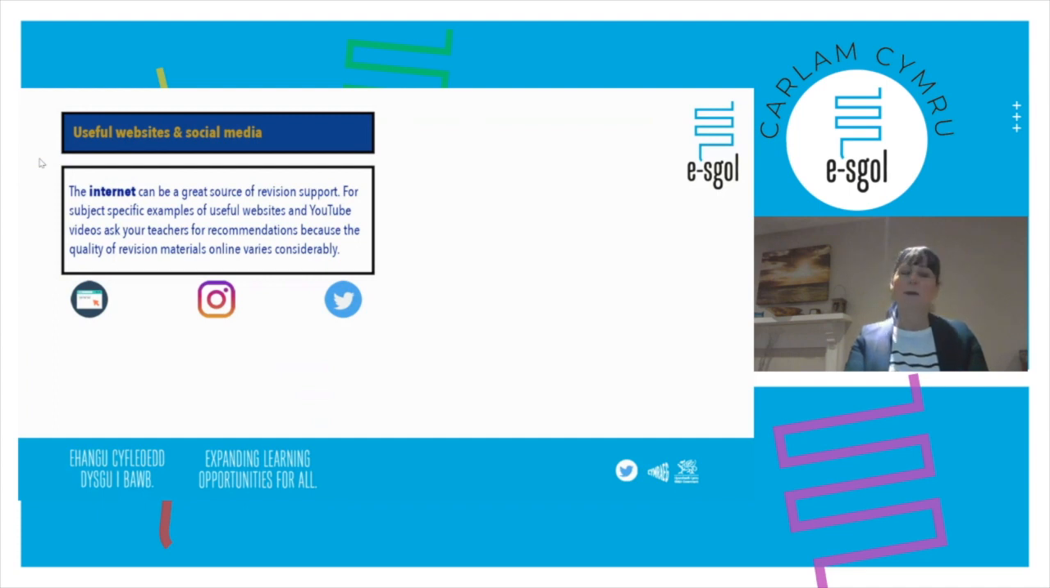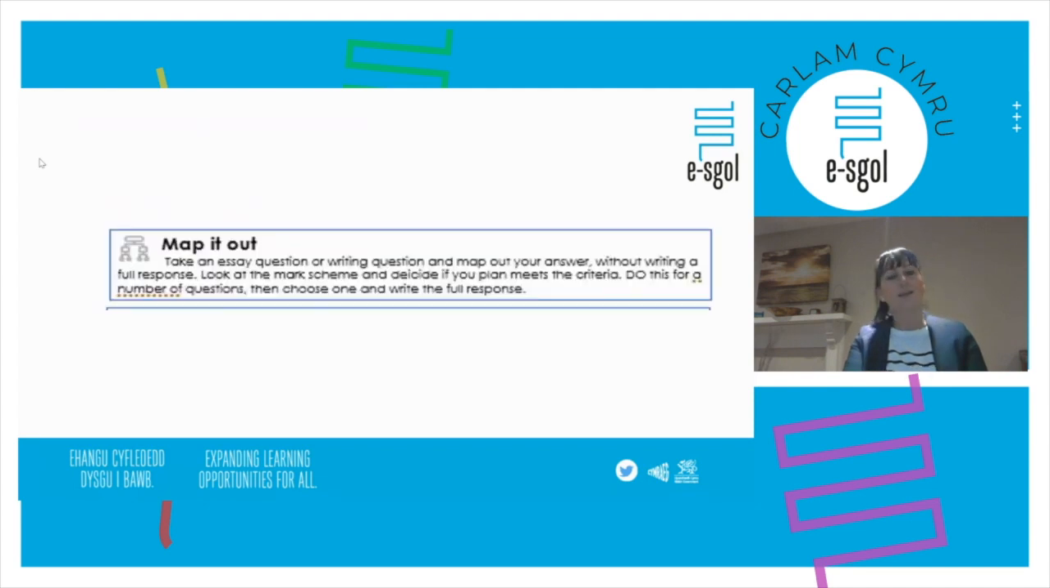And obviously, useful websites on social media and the internet can be a great source of revision support, and I will explain that a little bit more deeply in the next session. For subject-specific examples, useful websites, YouTube videos, ask your teachers for recommendations because they will know there's a whole host of different online revision materials out there, but some of them are better than others. They will be able to help you in the choice of how you spend your time. If you plan to look at revision websites, they will be able to point you in the right direction.